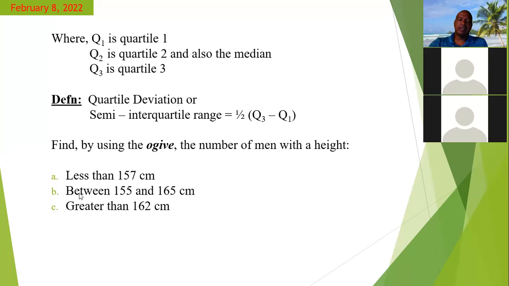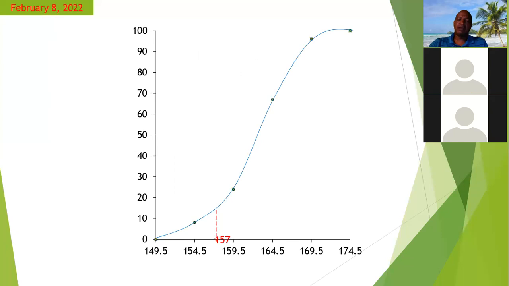The other part of the question asks, how many men have height between 155 and 165? Going back to the ogive now, we'd have to go back to the x-axis to find those two heights. So we want 155 to 165. It means we would have to find two vertical lines, one where we have 155 and the other where we have 165. Now we have to calculate how many men are between these two horizontal lines. So here we have 9. At this point we have 9.